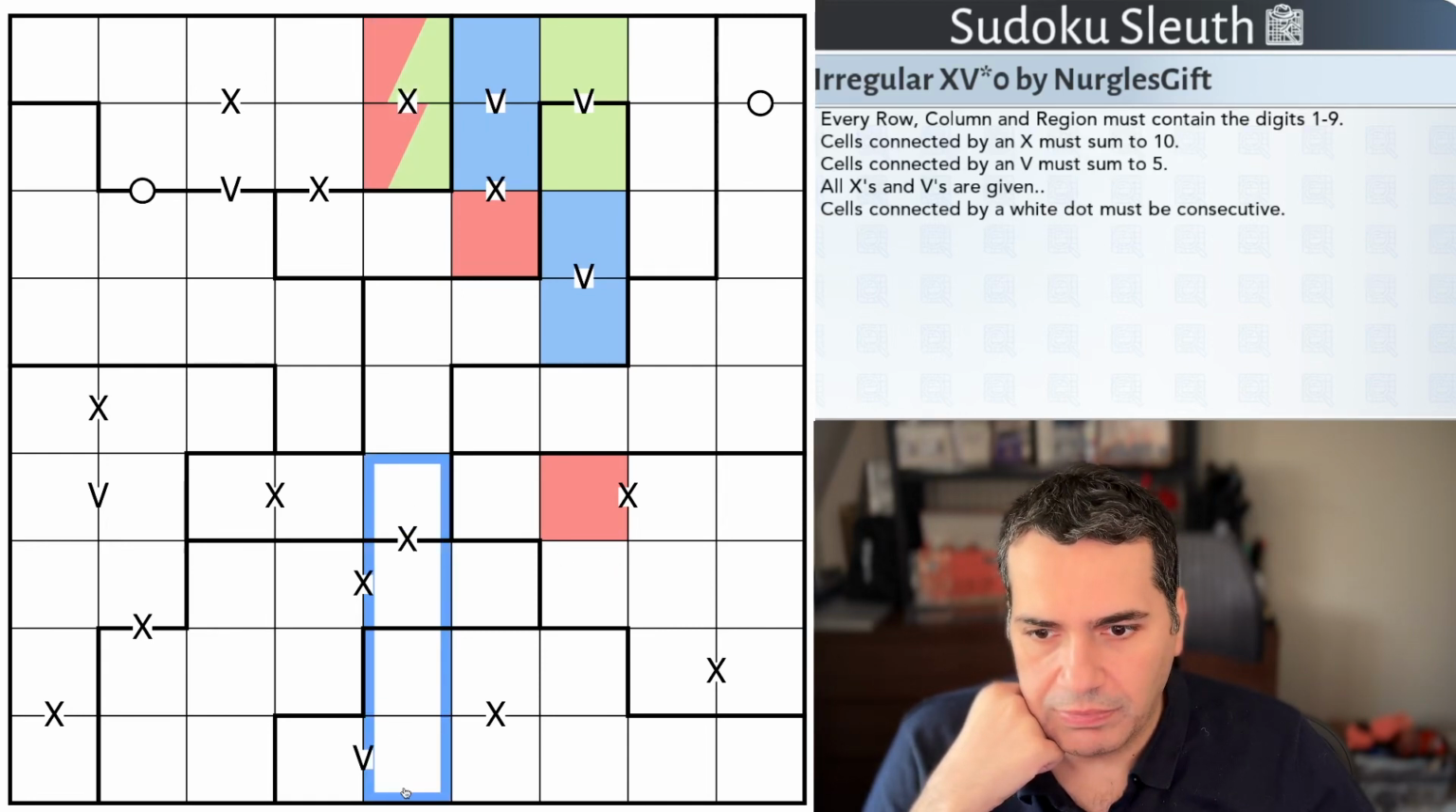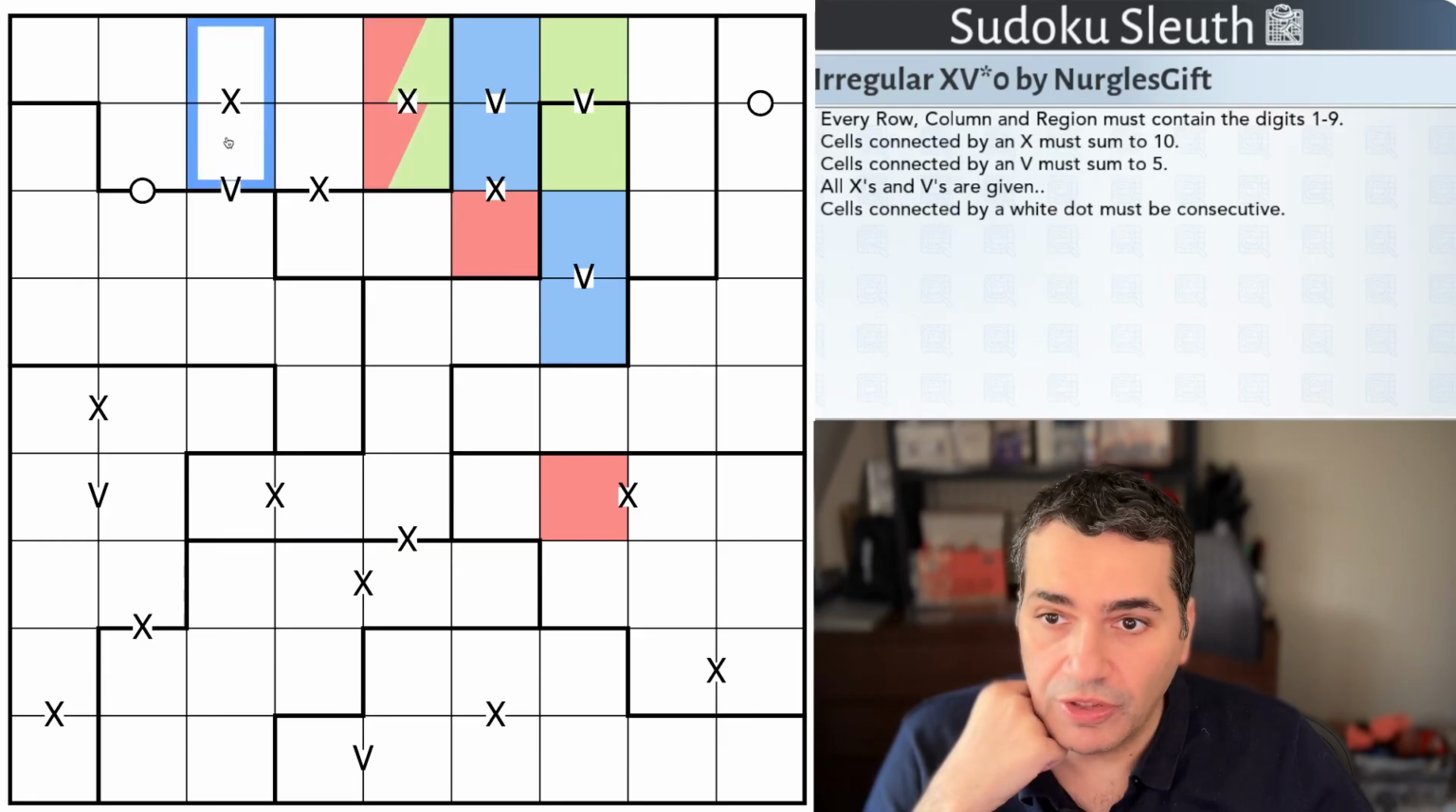Not that it's necessarily helping me color any of this at all. And the fact that this is green and red doesn't tell me what this is.